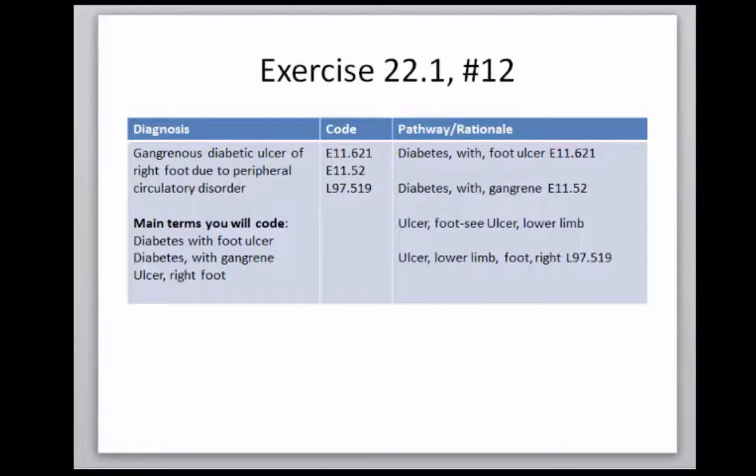Number 12 has to do with a gangrenous diabetic ulcer due to peripheral circulation problems. Whenever you see diabetes, there's a very good chance you're going to be coding more than one code. And the guidelines tell us we can use as many of the diabetes codes as we need to describe a situation or an encounter. In this case, we would be coding the diabetes with an ulcer and the diabetes with gangrene. They are two separate codes. Then you're also going to code the ulcer itself, which describes the depth of the ulcer.